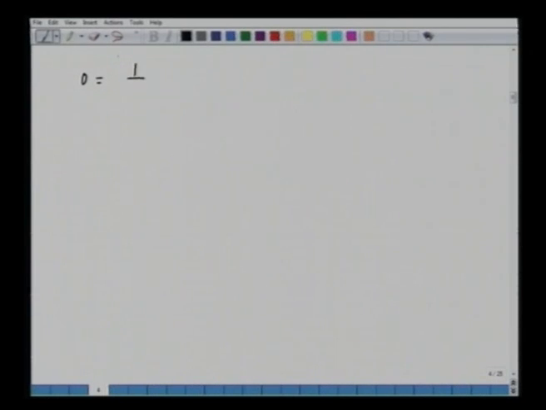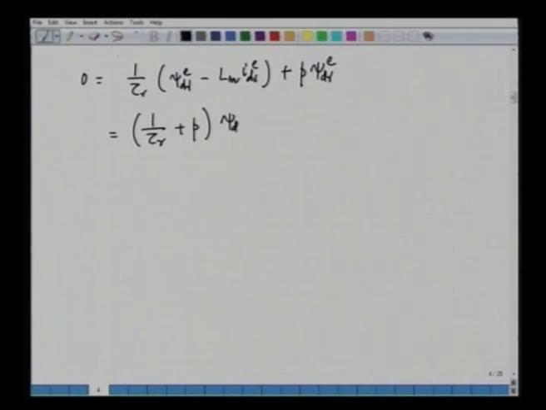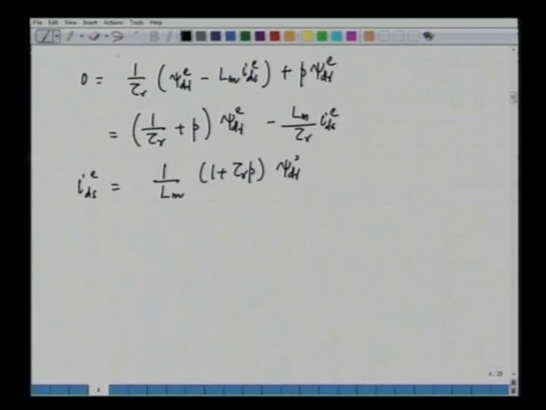0 is equal to 1 by tau r into psi dRe minus Lm into IDSE plus P psi dRe, or this can be rewritten as 1 by tau r plus P into psi dr minus Lm by tau r into IDSE, or we can say here that IDSE is equal to 1 by Lm into 1 plus tau r P into psi dRe, or psi dRe is given as Lm by 1 plus tau r P into IDS.